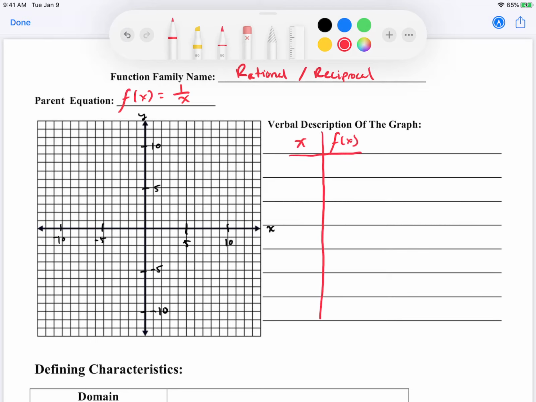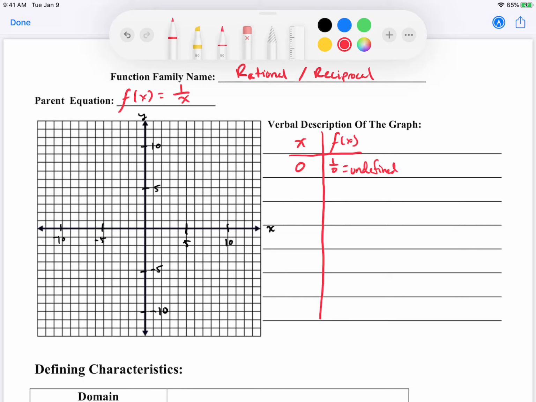And the first x that we're going to choose is, as usual, 0. Now the problem with this one is if I choose 0, 1 over 0 is always going to be undefined. So if x equals 0, we're not going to be able to have anything on this graph. So what's that going to look like? Well, we'll do more points, and then we'll see from there.